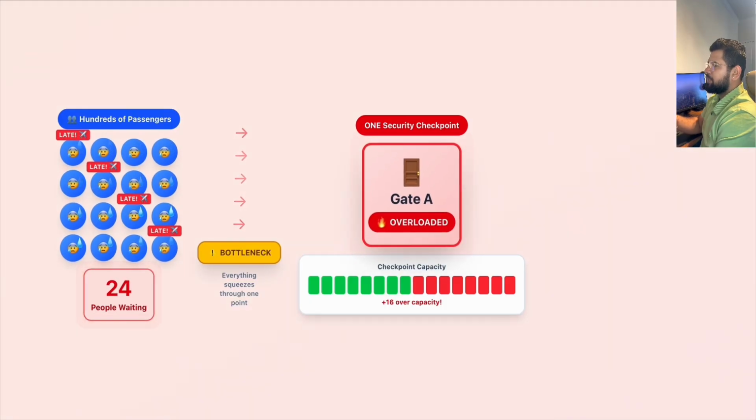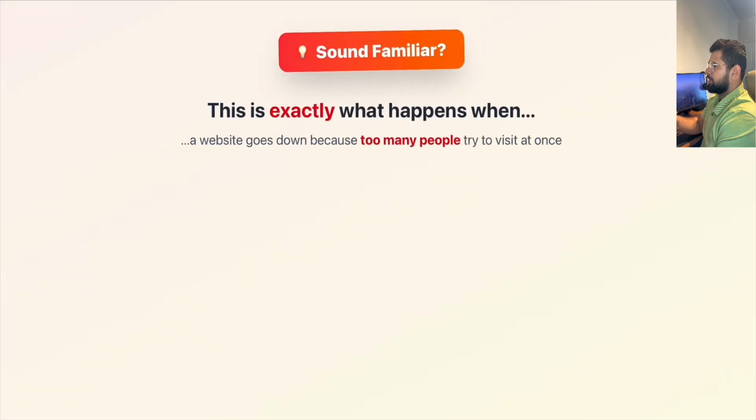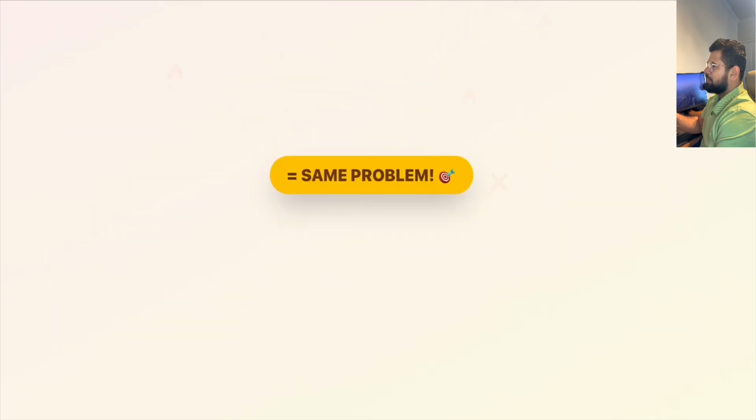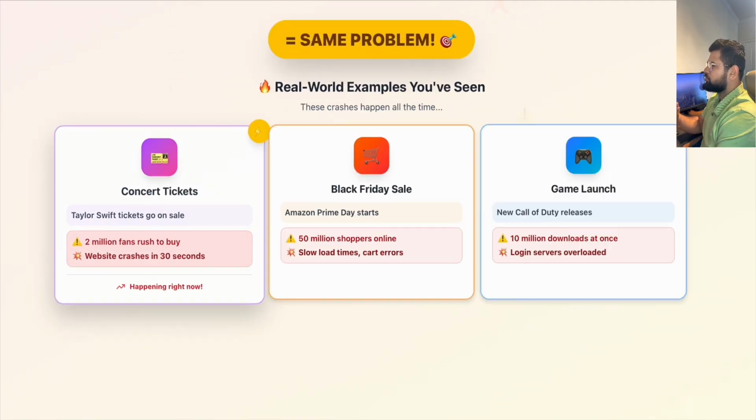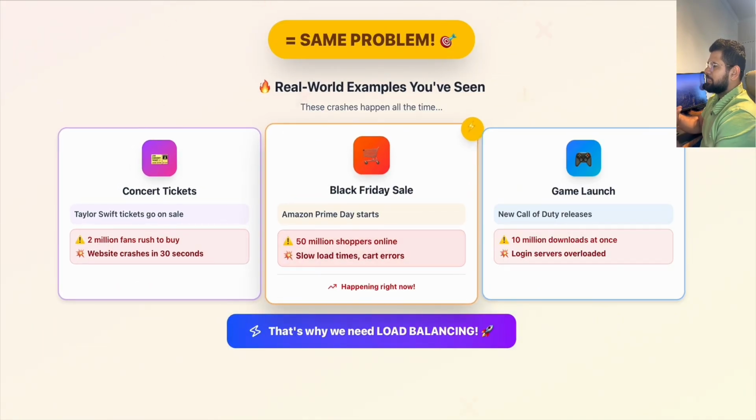This single checkpoint becomes what we call a bottleneck. Everything has to squeeze through one narrow point. The checkpoint is overloaded. Passengers are frustrated, and the whole system is so inefficient. Sounds familiar? This is exactly what happens when a website goes down because too many people try to visit it at once. Remember when a popular concert ticket sale crashes the website?